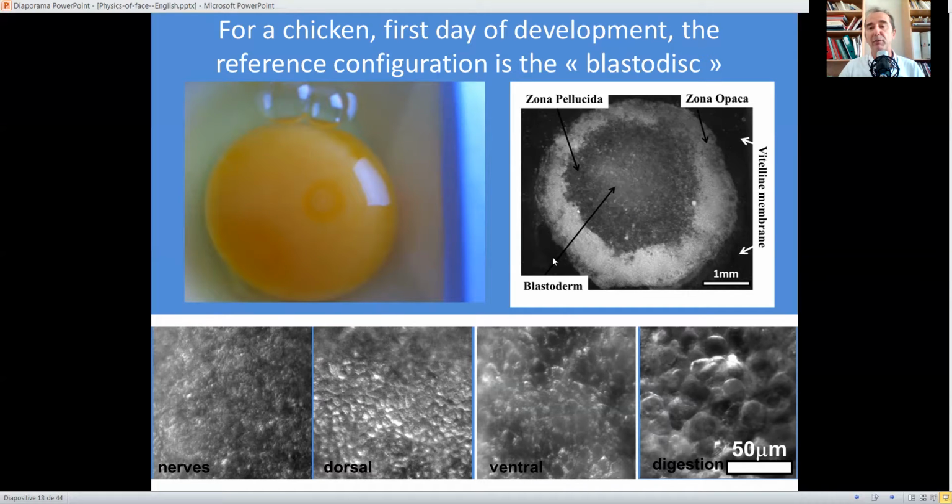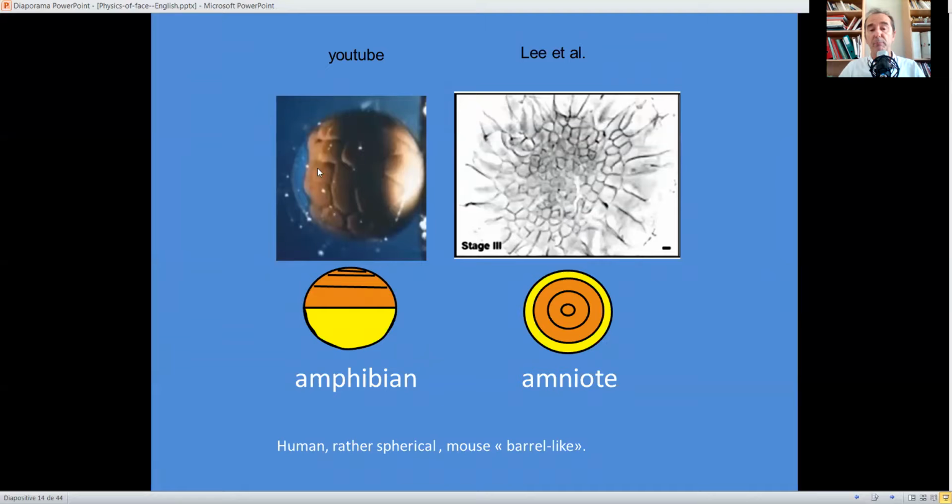And when you magnify and properly film the structure, you see that the central part, which is going to give the nerves, is made of small cells. The next ring is made of bigger cells. The next ring is made of even bigger cells. And the peripheral ring is made of even bigger cells. So there is a very regular structure inside the embryo. It's made of rings with a stepwise variation of cell sizes. So at early stages, the structure is organized in rings. This is a chicken. You have big cells at the periphery, medium-sized cells, and then smaller cells.